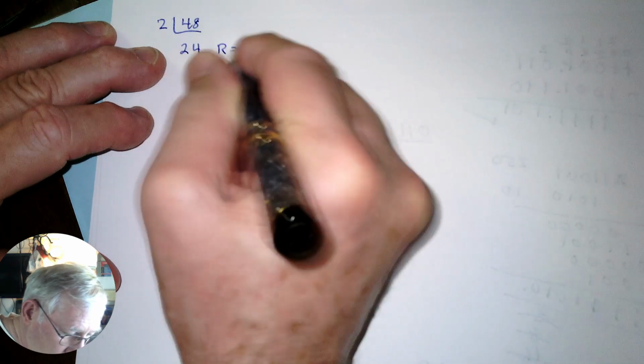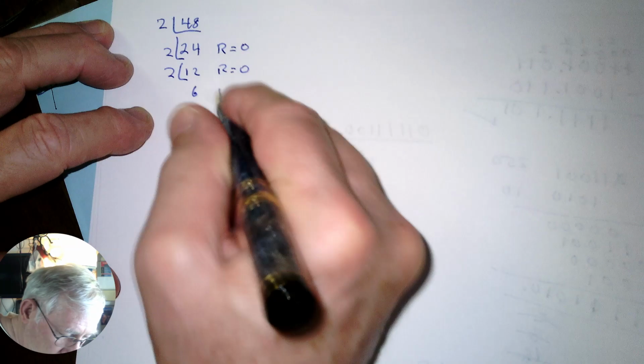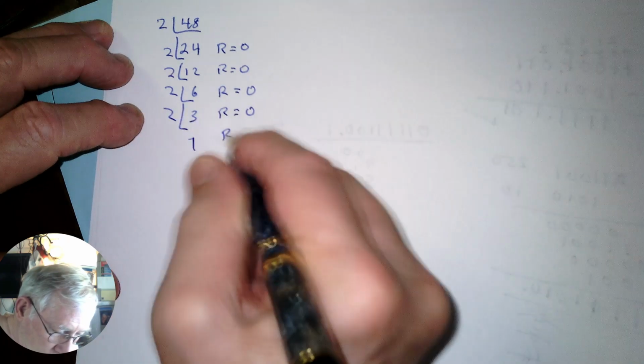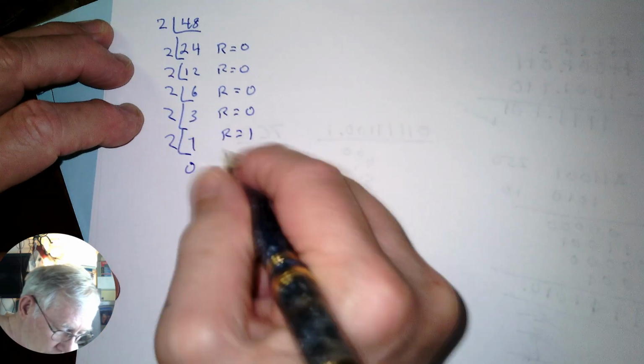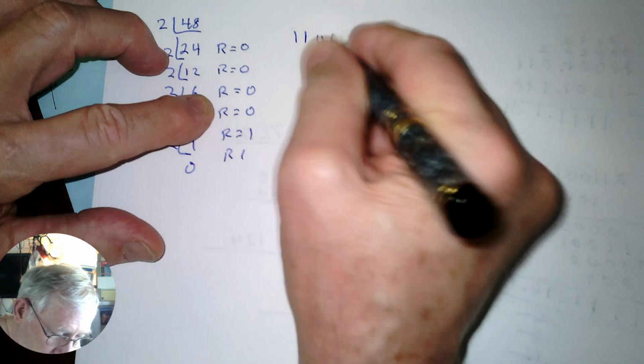divided by 2. 48 divided by 2 is 24. Remainder 0. 2 into 24 is 12. Remainder 0. 2 into 12 is 6. Remainder 0. 2 into 6 is 3. Remainder 0. 2 into 3 is 1. Remainder 1. And 2 into 1 is 0. Remainder 1. So it's 1, 1, 0, 0, 0, 0. Remember, this is low and this is high. Okay, so there's 1, 2, 3, 4 zeros. That's right. And then let's check it.